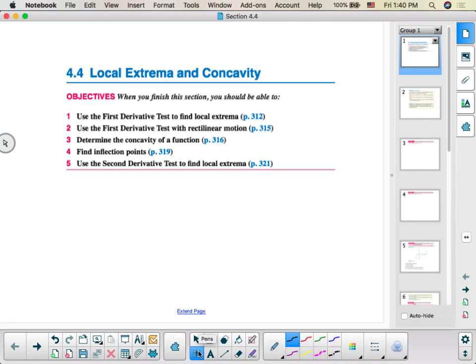In this video, we're going to look at using the first derivative test to find local extrema, and we are going to then apply that to motion. And then we're going to look at using the second derivative to determine the concavity of a function, using the first and second derivative graphs to figure out things about the actual function, finding inflection points, and then we're going to talk about using the second derivative test.